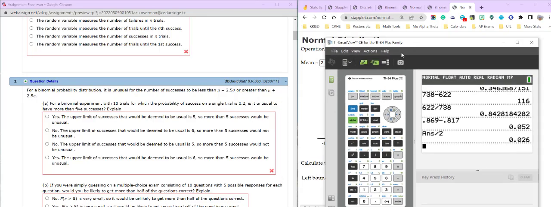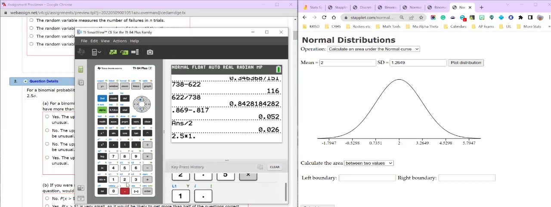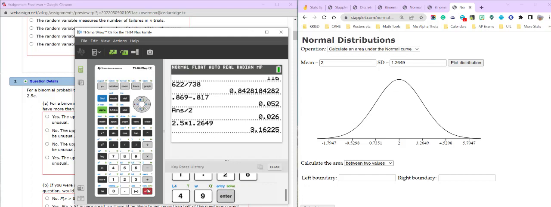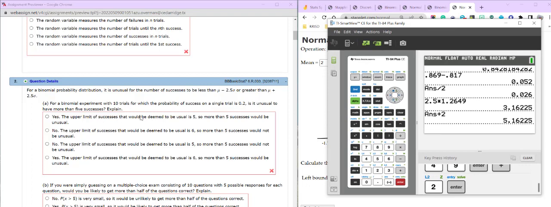So I'll go 2.5 times my standard deviation, which is 1.2649, and add that to my mean, which is 2. So it's about 5.16225. Is 5, well, that's close. So more than 5 successes, I would say it's close to 5. It's really close to 5. It might want to say 6, but I would say it's really close to 5, because it's a little bit over 5. That's the issue.